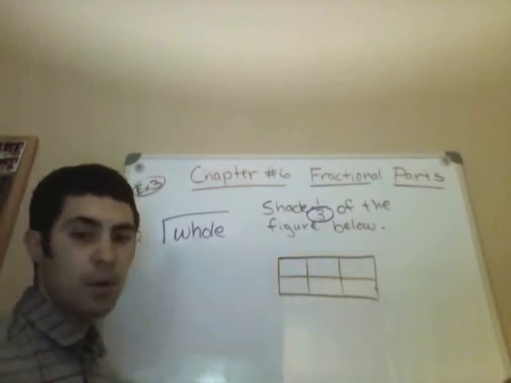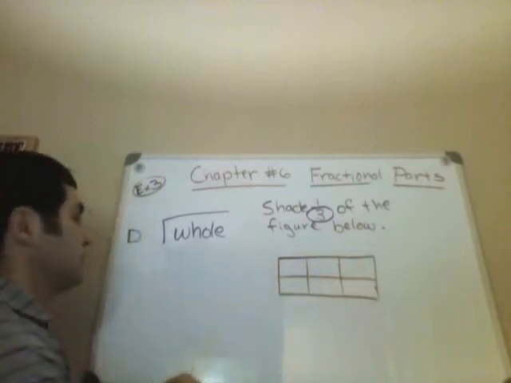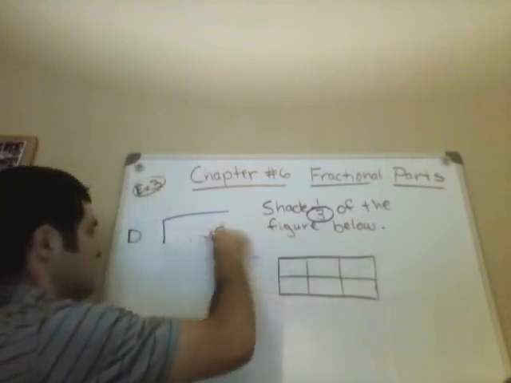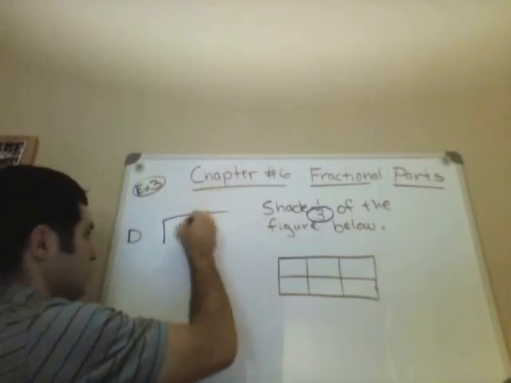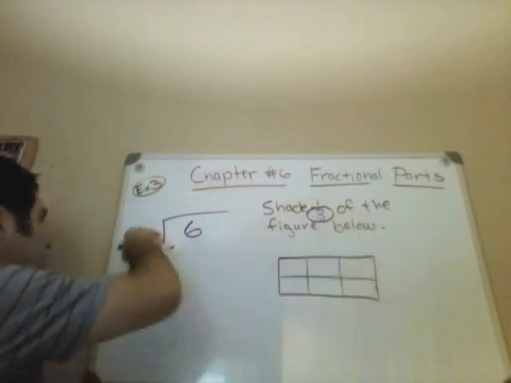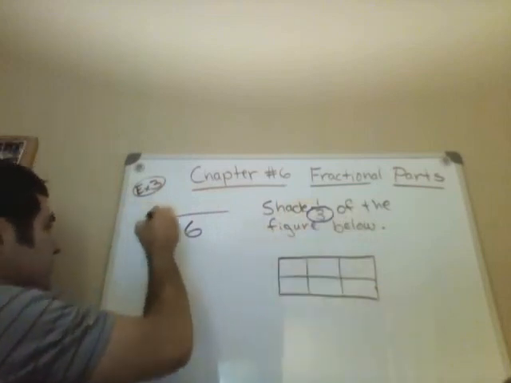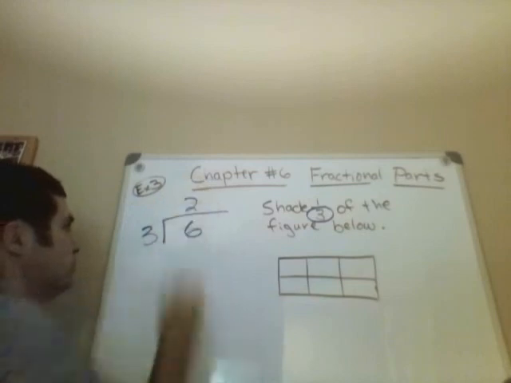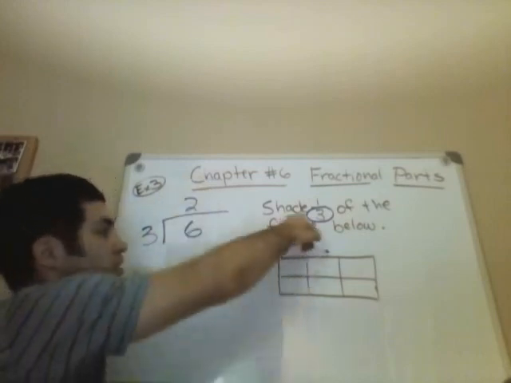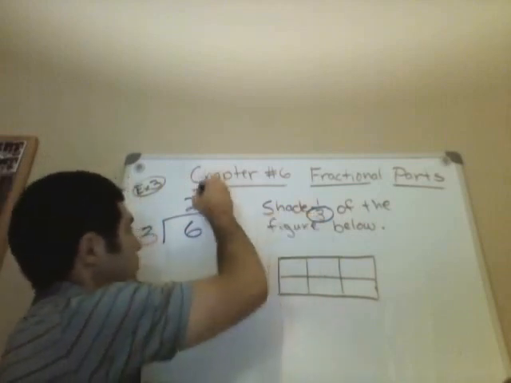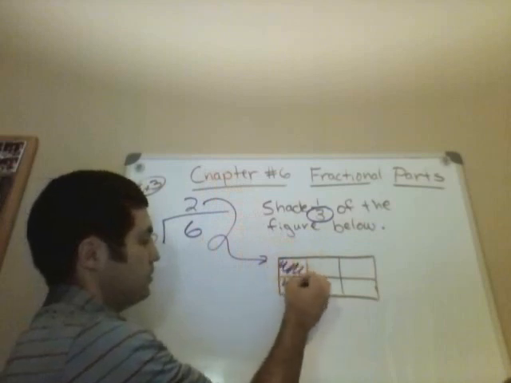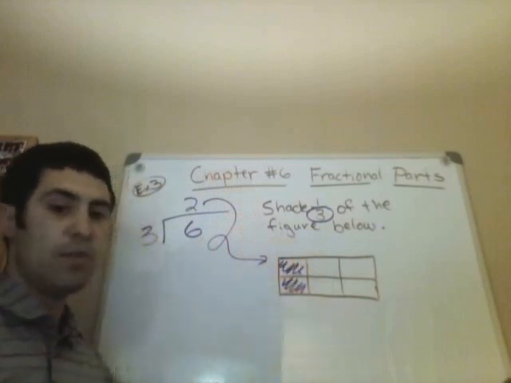Okay? So in this situation, how many parts represent the whole? And that is going to be 6. And you're going to divide that by the denominator of the fraction, which is 3. 6 divided by 3 is 2. So how many parts are we going to shade here? 2. So 1, 2. So now we have shaded 1/3 of this figure.